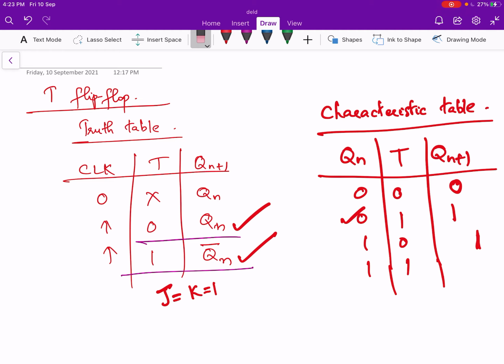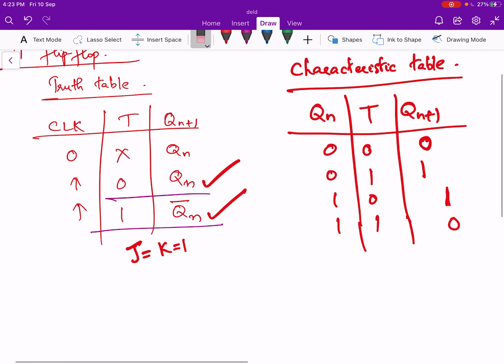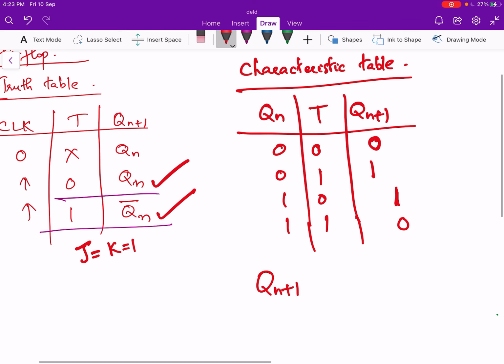And the next case is when T is 1, then Qn plus 1 will be equal to Qn bar. So here Qn is 1, so Qn bar will be equal to 0. So this is the characteristic table of T flip-flop. Now we have to write the characteristic equation, that is Qn plus 1. So for that, we can write the characteristic equation directly by looking into this characteristic table.